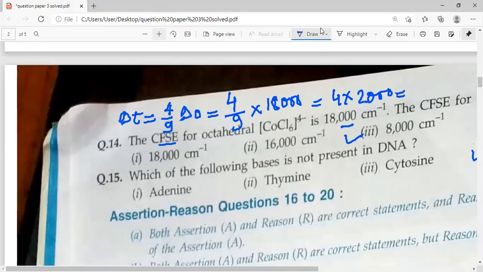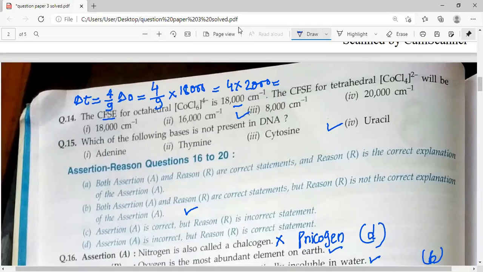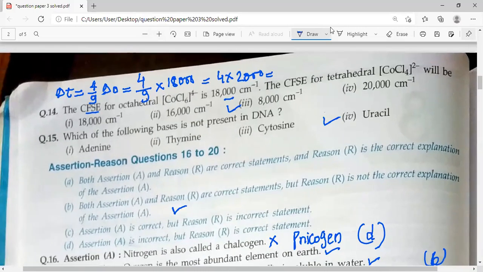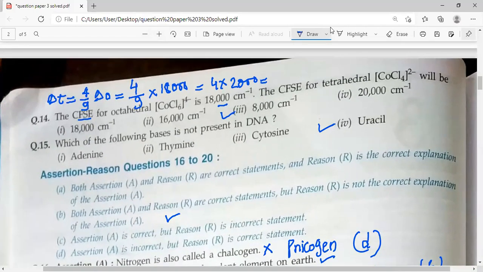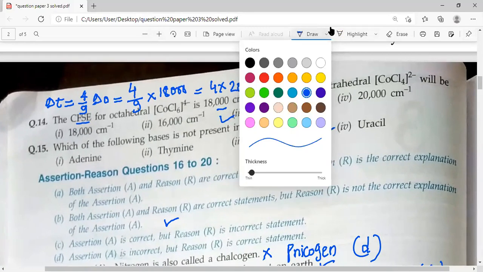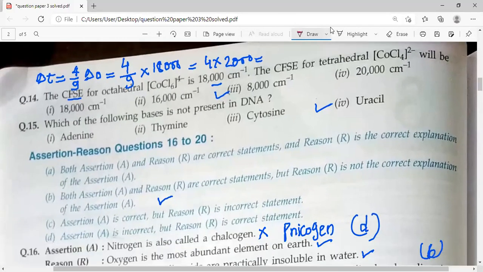Hello, dear students, can you understand it or not? Expecting the answer from you. Hello, dear students. Here we will get the answer as 8,000. Do you understand this? Okay. Can you hear me, dear students?